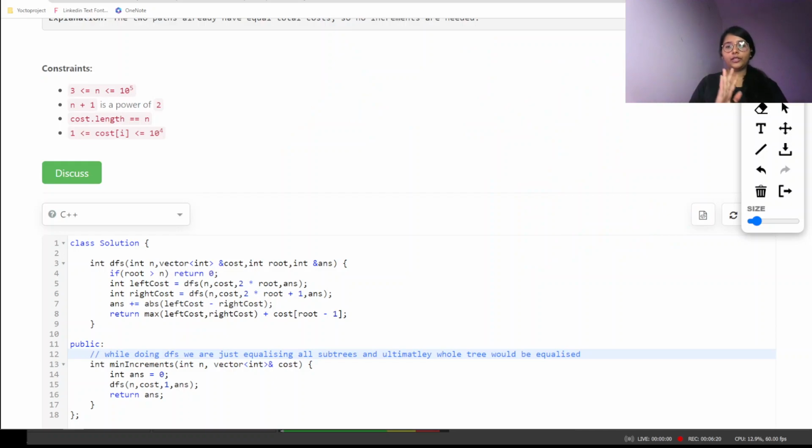Now comes the part of how we are required to do this question. Here our answer is there, which we will be returning at the end. And first we are required to do the DFS. So in this DFS we are passing this n, which is being given to us. And basically what it represents, in that question only it was mentioned, right?